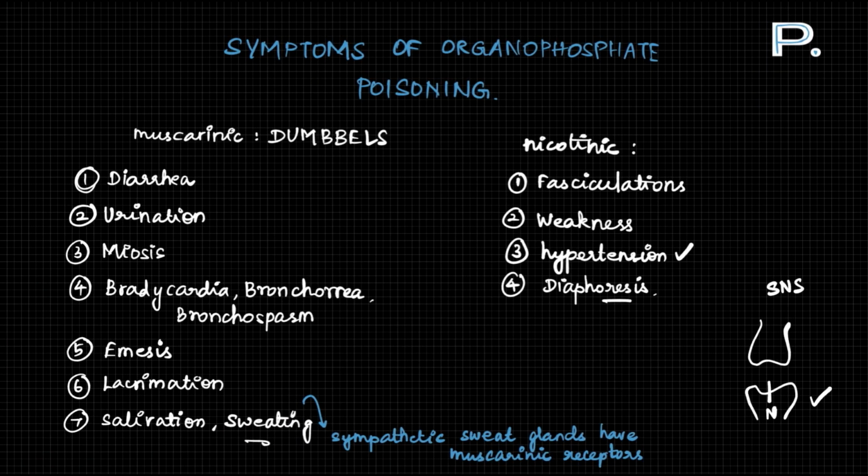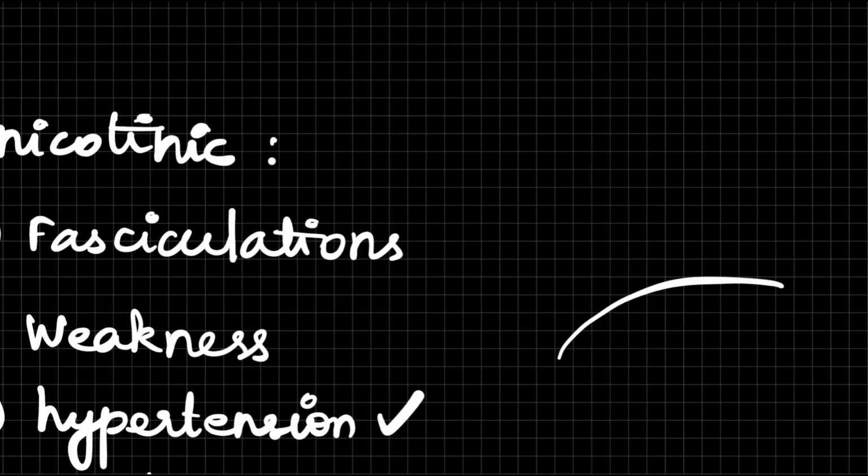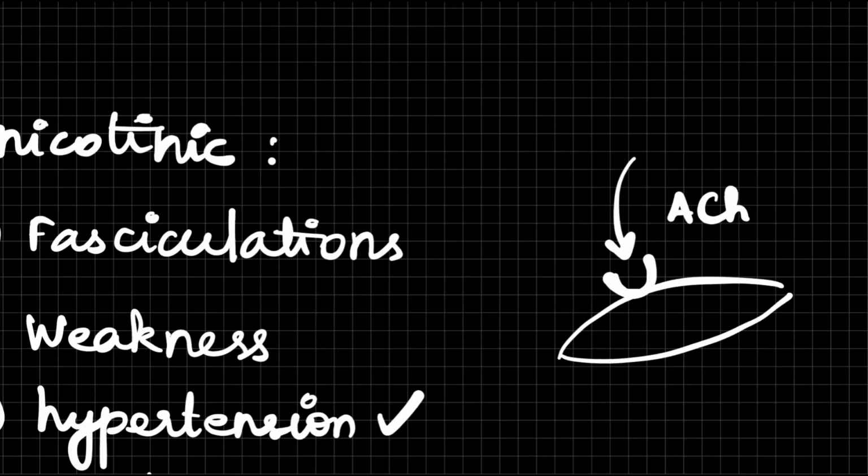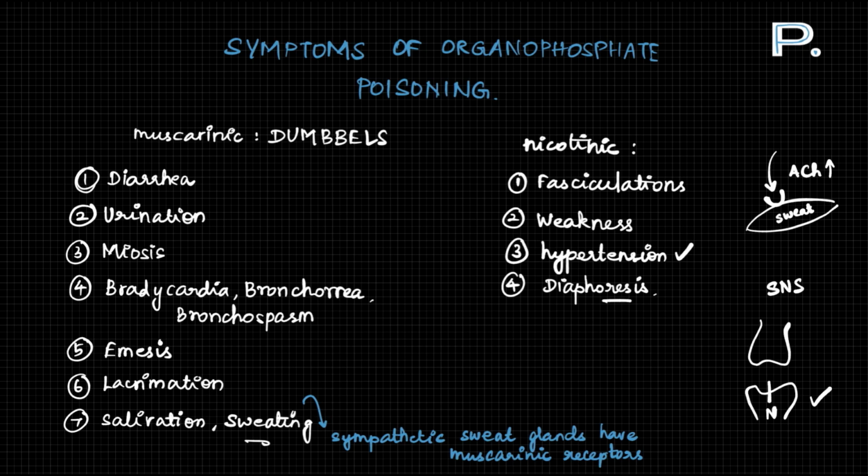And also, sweating is given under the muscarinic symptoms. How is that so? Consider this as a sweat gland. Sweat glands contain muscarinic receptors which are stimulated by acetylcholine. So in the case of OP poisoning, there is acetylcholine excess leading to excess sweating. So sweating as a symptom is under both muscarinic and nicotinic.